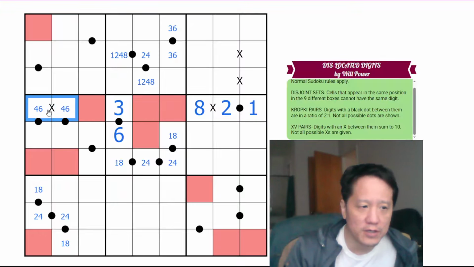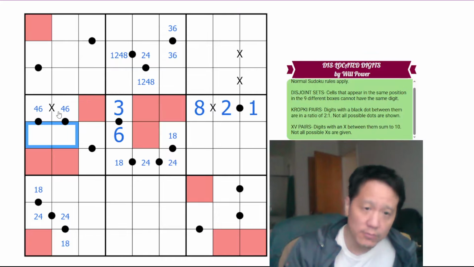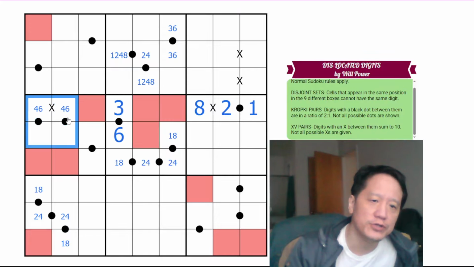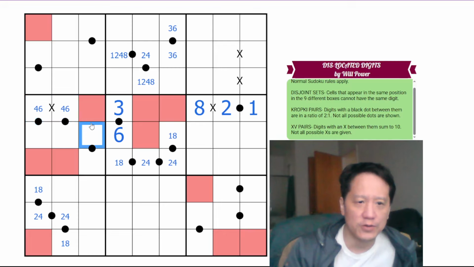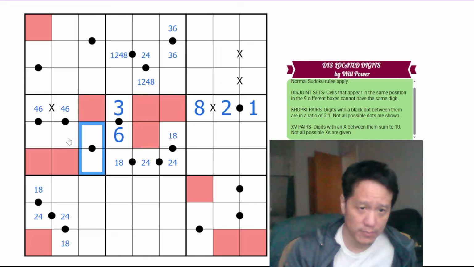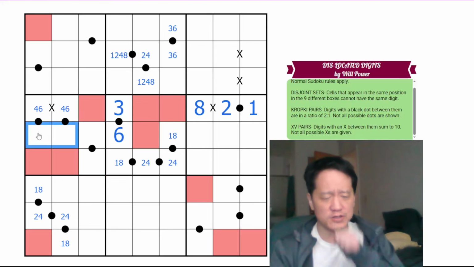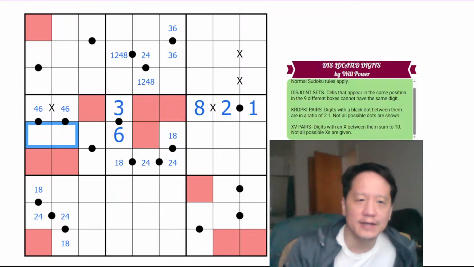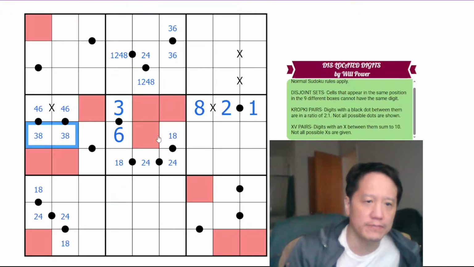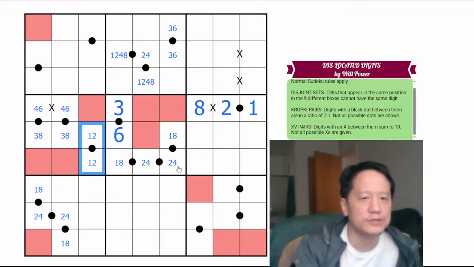4 is going to be in a 1 to 2 ratio either with 2 or 8, and 6 is in a 1 to 2 ratio with 3. But if 4 were in a 1 to 2 ratio here with 2, the only digits remaining that could be next to a black crop dot would be 1 and 8, because we have 3 here. Excuse me. And 1 and 8 is not in a 1 to 2 ratio. So therefore, this cannot be 2. This has to be 8 with 3. Therefore, this is 1 and 2 here.